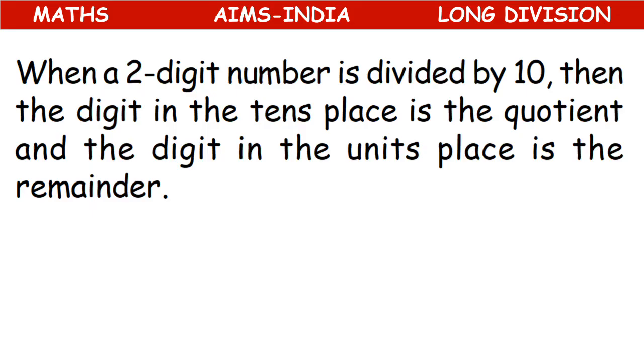See, that is what is written here. When a 2-digit number is divided by 10, then the digit in tens place is the quotient and the digit in units place is the remainder. Yes, children, that is what you have to remember. Here they are talking about a 2-digit number. So that is why they are saying that the digit in tens place becomes the quotient.